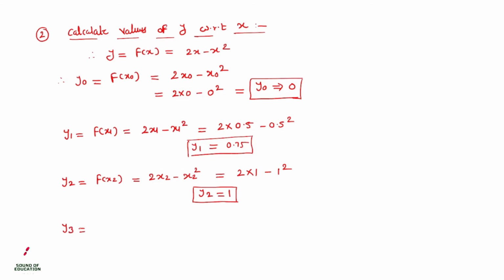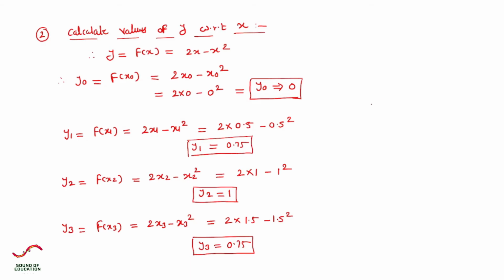Similarly calculate the value of y3. So for y3 we will write f of x3 is equal to 2x3 minus x3 square. So 2 multiply by x3, whose value was x3 is equal to 1.5, 1.5 minus 1.5 square. So here y3 is equal to 0.75, right? Similarly calculate the other values of y, starting from y0, y1, y2, y3, y4, y5 and y6, right?